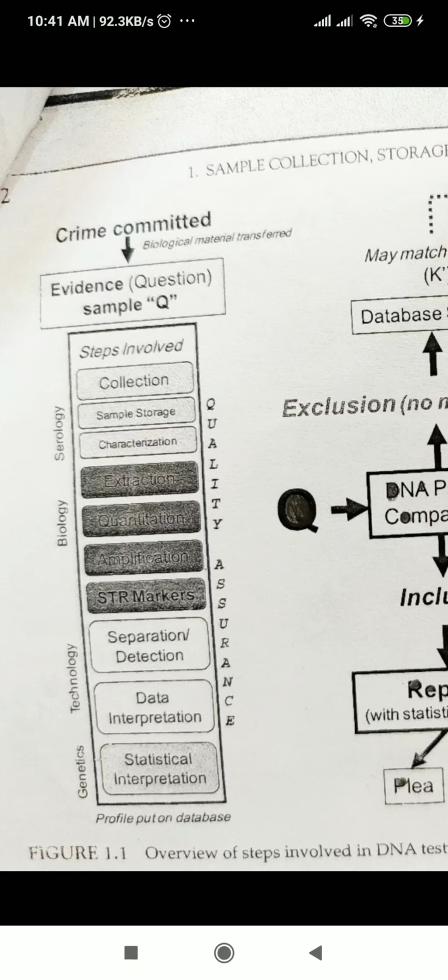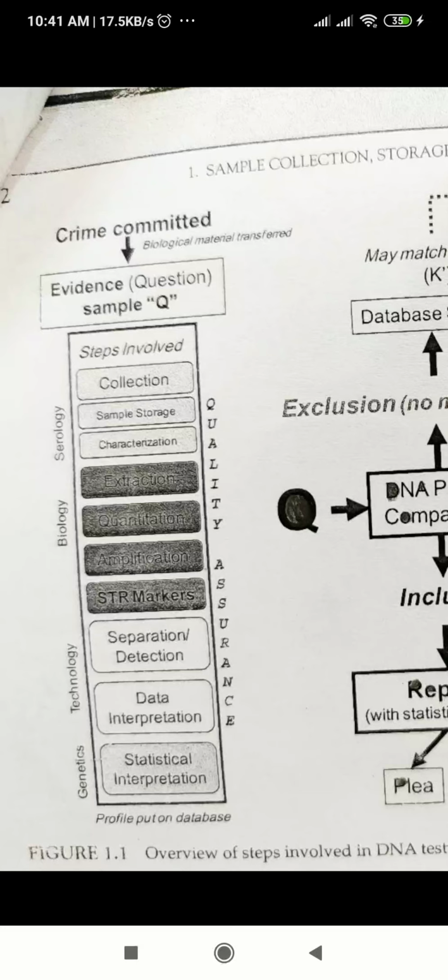As we take the sample from the crime scene, we then take it to the forensic laboratory. In the forensic lab, they will go for characterization, to determine whether the sample collected from the crime scene is biological or not. If it is biological, they will go for extraction of DNA, quantitation, then amplification with the help of STR markers.